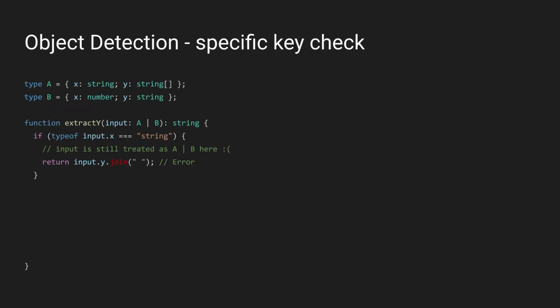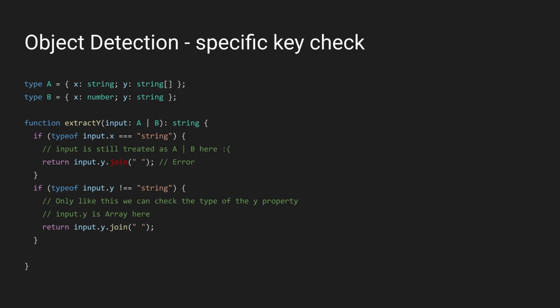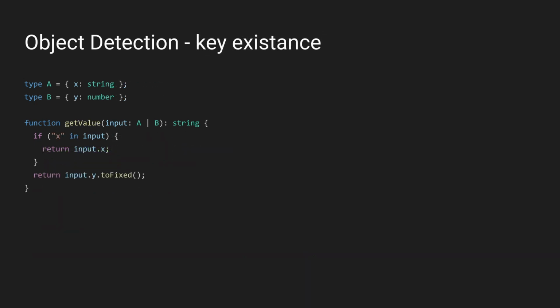We've learned how to detect an object type in a union containing basic types and one object type. However, there is a challenge in differentiating between multiple object types. Sometimes we can safely execute the code by checking the type of specific keys. However, as you can see in the example, it doesn't narrow down the entire object type. Checking for the existence of the key is not a viable option.